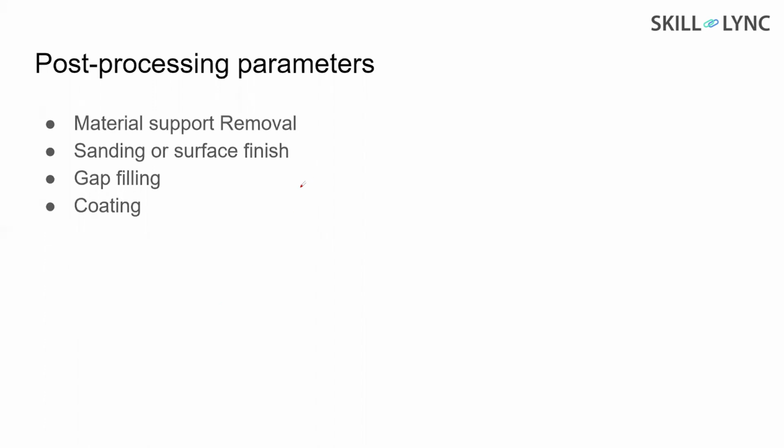Next, sanding or surface finish. Your surface finish will be very dull in the case of your 3D printing. So for that, you need to sand your part down. Sanding is an operation. And surface finish, there are various operations to give a very good surface finish.